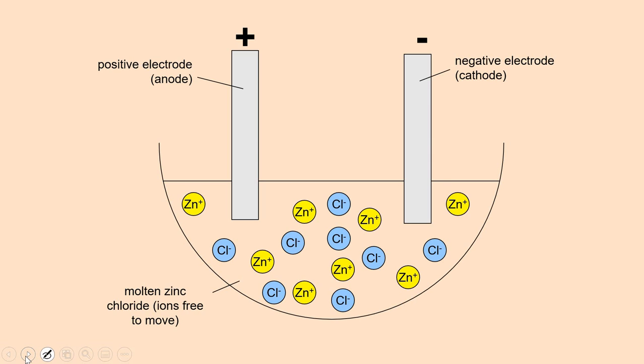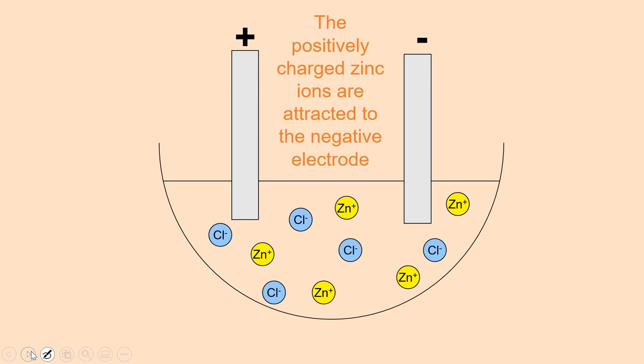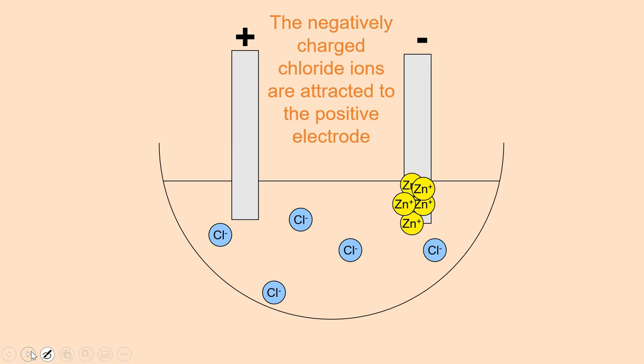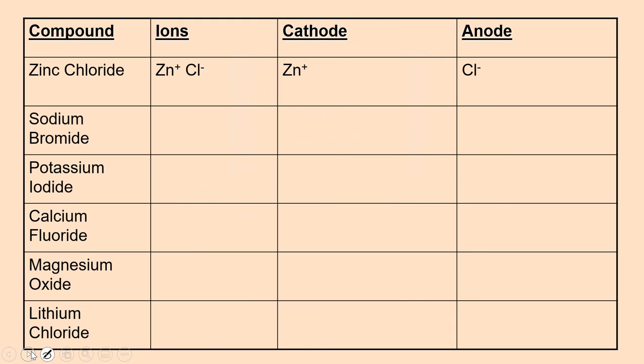Here is an animation showing you what actually happens when we electrolyse zinc chloride. So, the positively charged zinc ions are attracted to the negatively charged electrode, whilst the negatively charged chloride ions are attracted to the positive electrode. And as you can see, that was our first column. So pause the video and carry on with the rest of the table.